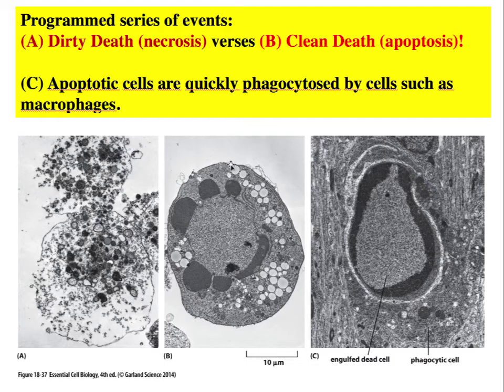And one of those changes is that the membrane gets turned inside out. And that makes that a target for other cells to come along. As you can see here, this is the cytoplasm of a macrophage, and then the cell is consumed by phagocytosis. So this will be considered a clean death because there's no spillage of contents into the environment.